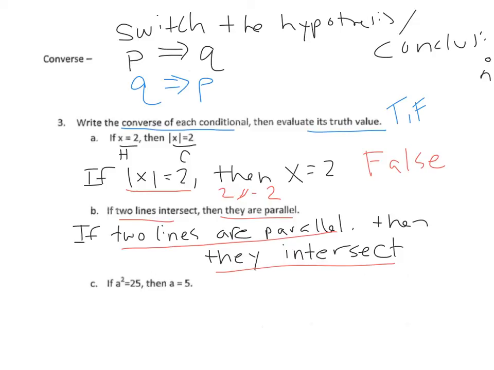So now I need to figure out if this is true or false. So if two lines are parallel, they intersect. That's definitely false. The definition of parallel lines is they don't intersect.